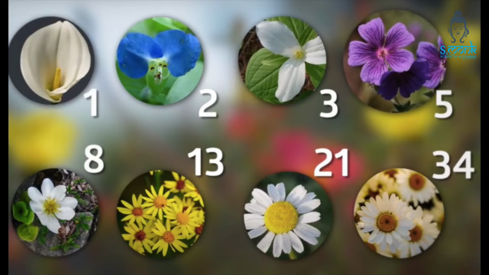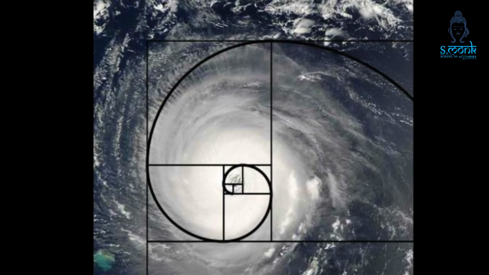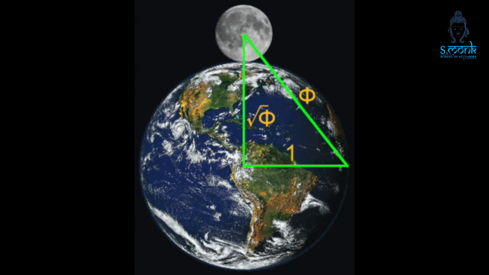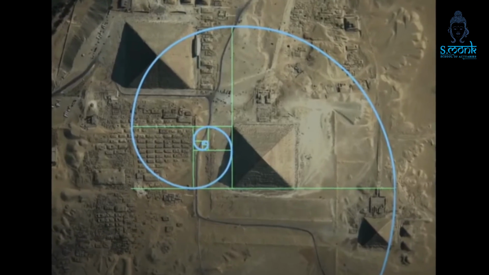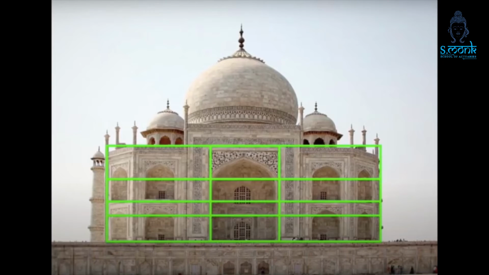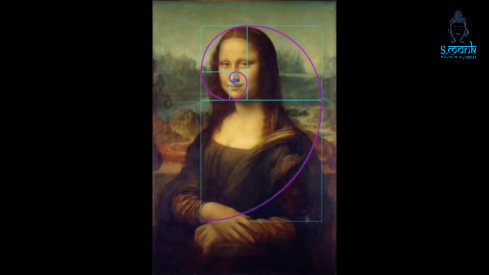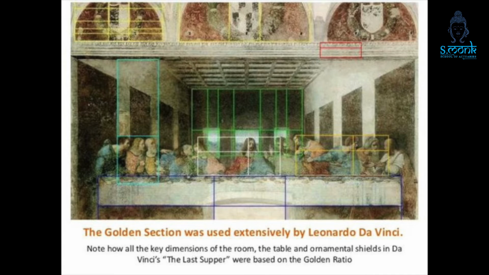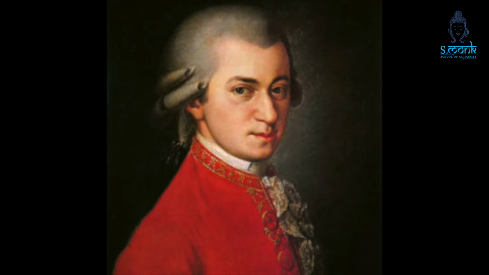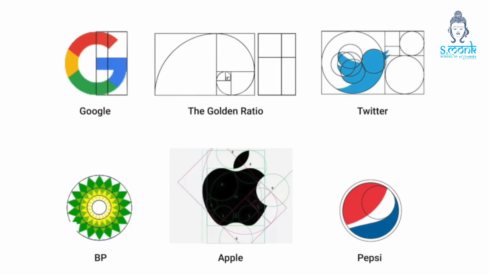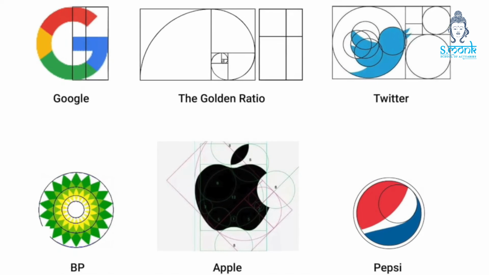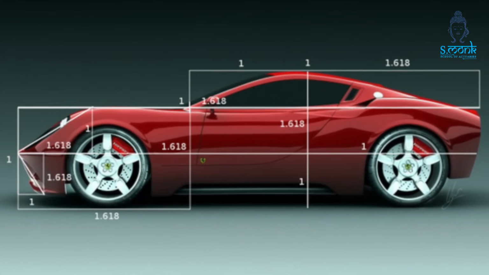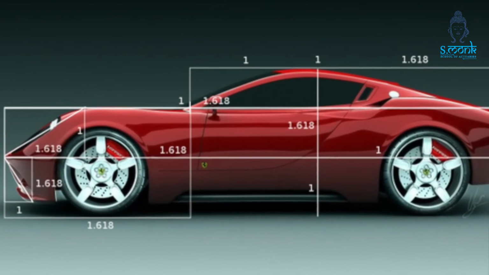This spiral is the mathematical sequence of tornadoes, of the alignment of our planets, of our Milky Way galaxy, and dates all the way back to the arrangement of the Great Pyramids of Giza, the design of the Taj Mahal, artistic masterpieces like the Mona Lisa and the Last Supper. In fact, musical legends like Beethoven and Mozart used the golden ratio in timing and pacing of music. Today, the world's most popular brands like Apple, Pepsi, Google have all used the golden ratio in logos and product design.